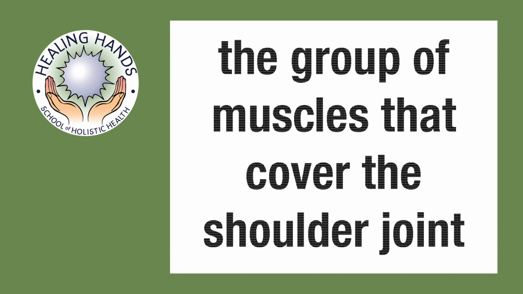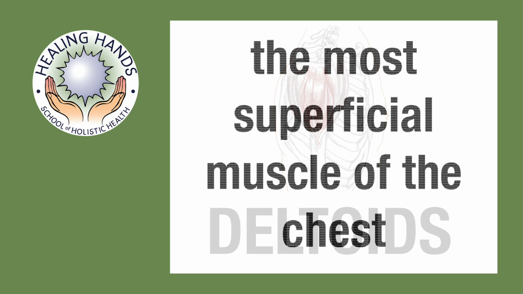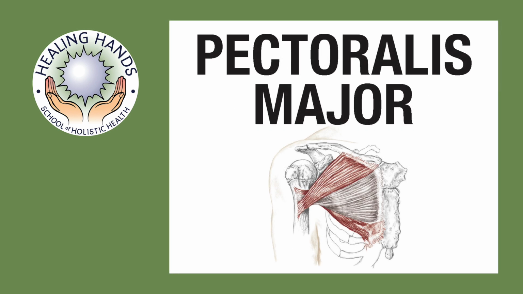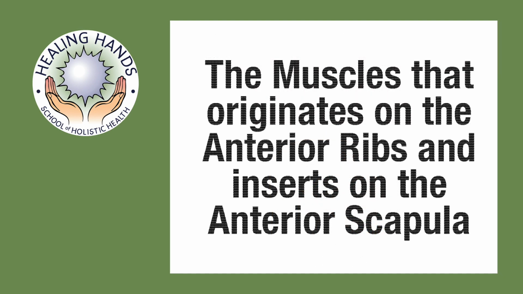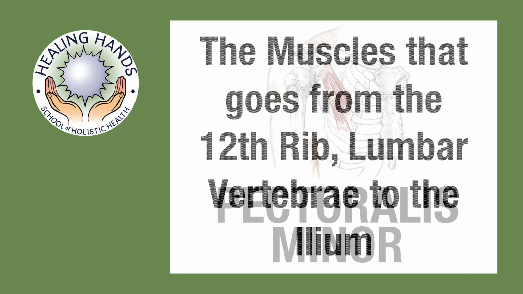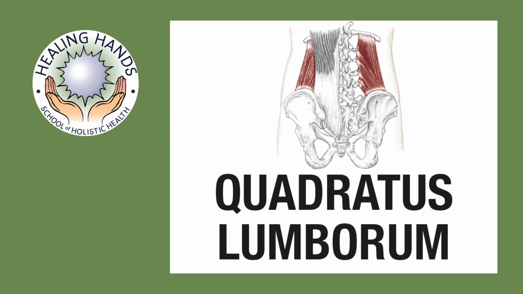The muscles that cover the shoulder are the deltoids. The most superficial muscle of the chest is pectoralis major. The muscle that starts at the anterior ribs and inserts onto the anterior scapula, which is the coracoid process, is pectoralis minor. The muscle that goes from the 12th rib and lumbar vertebrae to the ilium is quadratus lumborum.